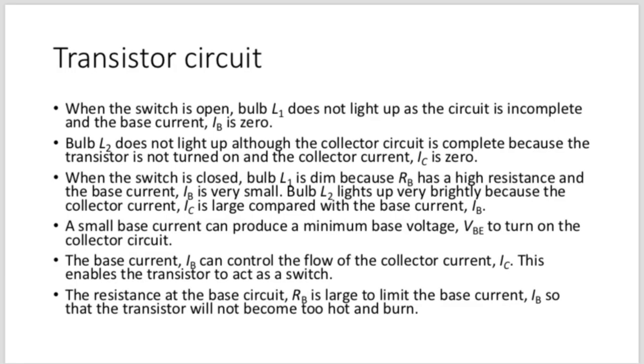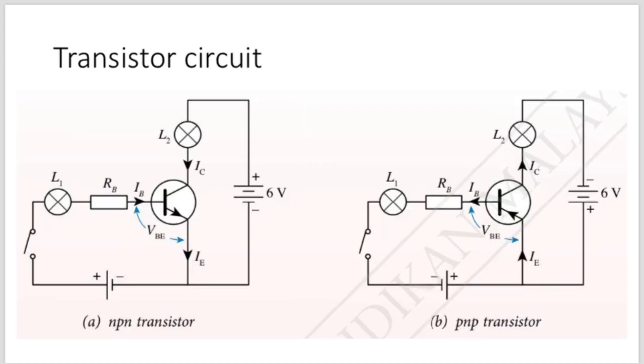When the switch is open, bulb L1 does not light up as the circuit is incomplete and the base current I_B is 0. Alright, so if we leave this switch open, obviously, since the circuit is not complete, there is no flow of electricity. L1 is this light here. So obviously this part is not a complete circuit, so it should not light up.